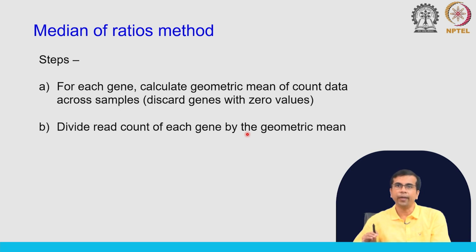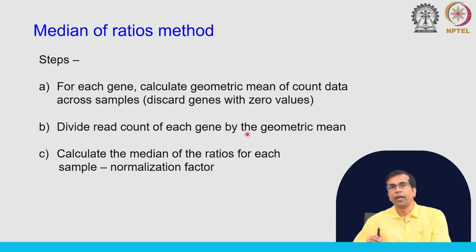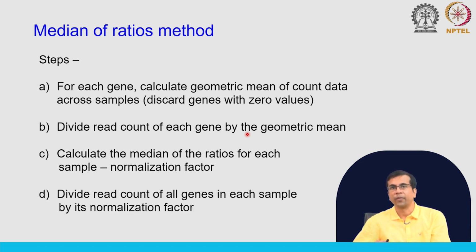So, we divide read count of each gene by the geometric mean, and we calculate the median of the ratios that we get after the divisions in step B, and we use this median as the normalization factor for that sample. Maybe this sounds very complex, but once we do the steps it will be clear. And so, we have calculated the normalization factor, and then we divide the raw read count that we started with of all genes in each sample by the normalization factor of that sample.